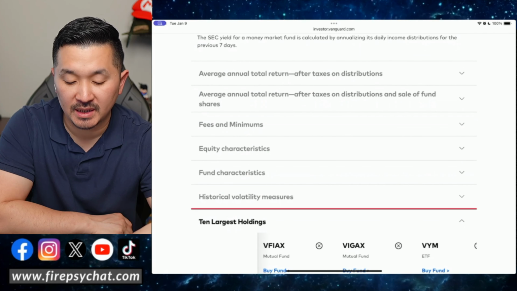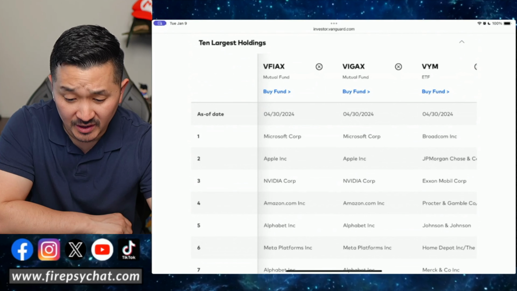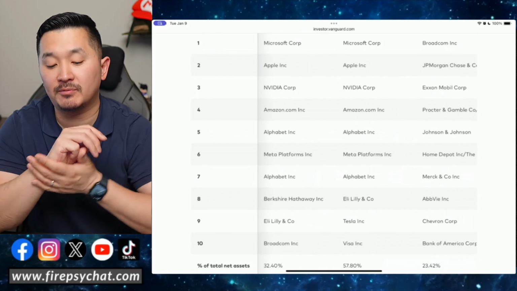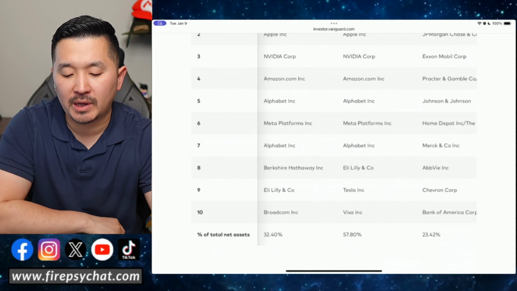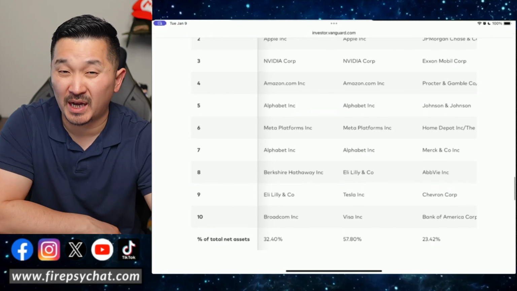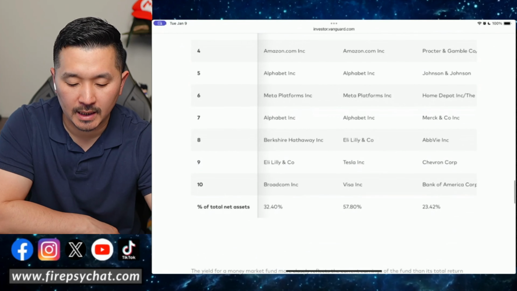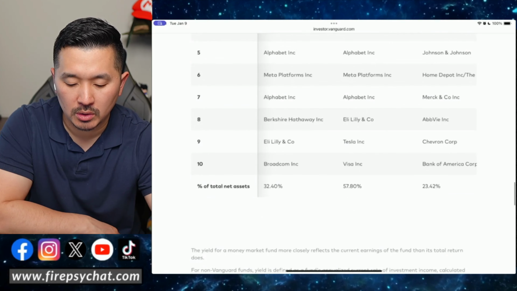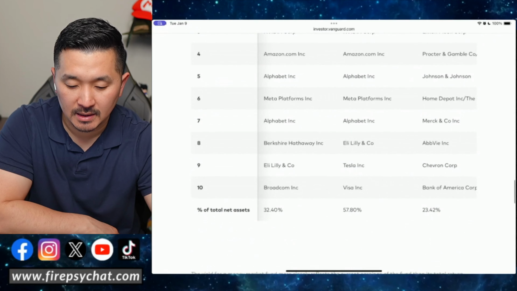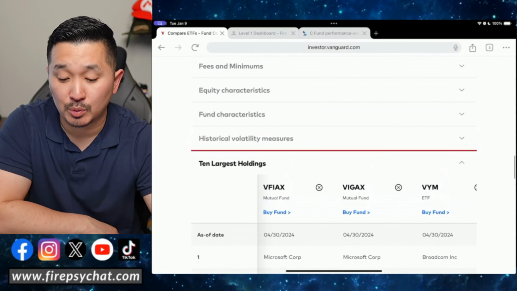If you look at between VFIAX and VIGAX, the top 10 holdings are very, very similar, with the exception of number 8. It's Berkshire Hathaway versus Eli Lilly. Berkshire Hathaway, I understand they took it out of VIGAX because that's more of a value stock. Eli Lilly, oh, it's still on there. Okay, so they took that out. Broadcom, and then VIGAX has, interestingly, Visa and Tesla, and it should tell you how many stocks are in each of these mutual funds too.